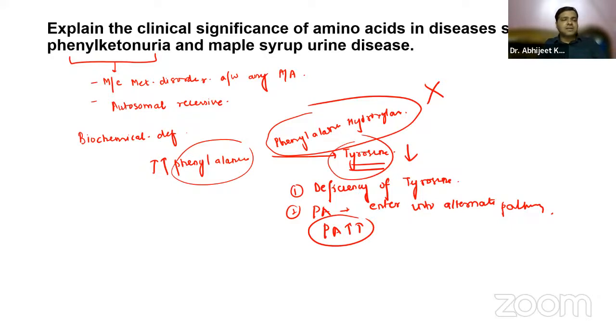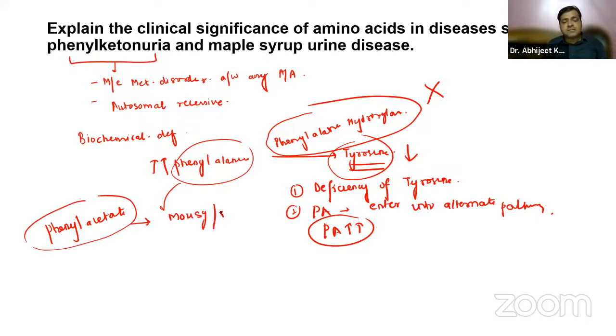Now, what is the clinical significance here? From the phenylalanine, a compound will be formed that is called phenylacetate. Because tyrosine cannot be formed, it will go into some other pathway and form phenylacetate, which will cause a mousy or musty odor. A very bad smell. Mousy, or चूहे वाली जो smell, that is the musty odor.